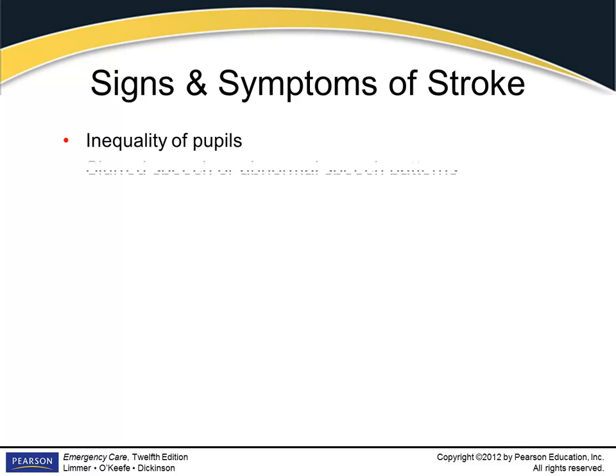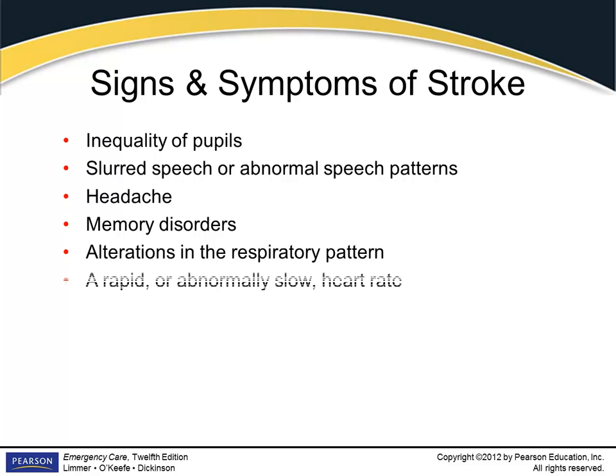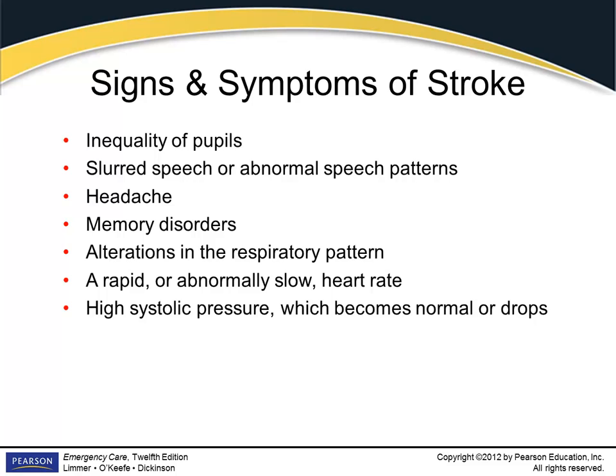Let's see what all we got. Pupils, slurred speech, headache, memory disorders, alterations in respiratory pattern. If they've got alterations in respiratory pattern, what are we looking at? Looking at severe, a very low clot close to the brainstem, right? That's where our respiratory center is. Heart rate abnormalities, high blood pressure. It may become normal, may drop, it may jump around.